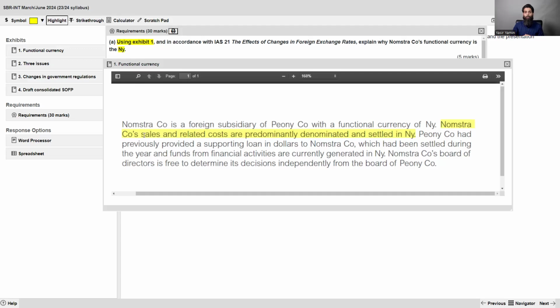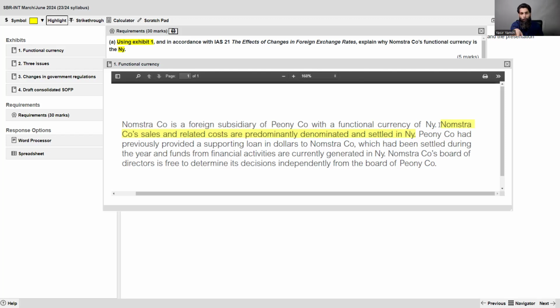And somebody just wrote, sir, primary factors are being met. You see, this is the point that I want to make, and that's why I'm taking my own time. A person could have done this question totally wrong just by focusing on the fact. You see, the examiner asks you why NI is the functional currency. So they have already told you the answer. NI is the functional currency. They are just asking you why.